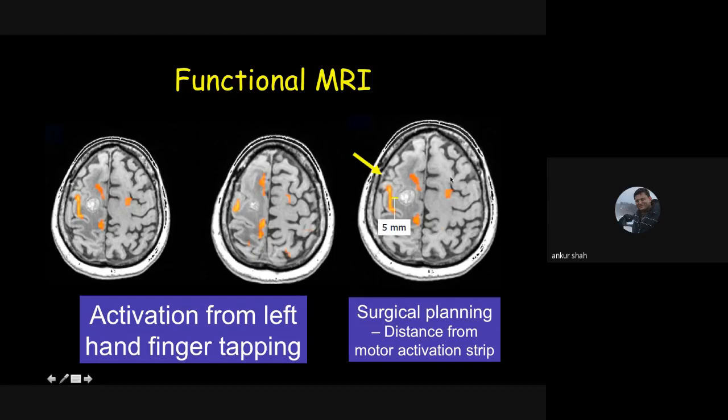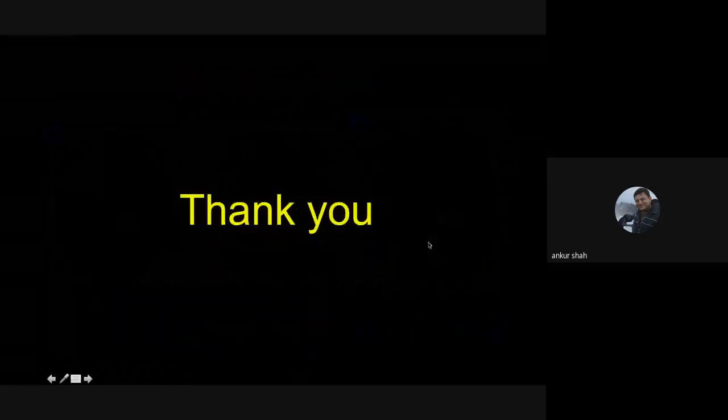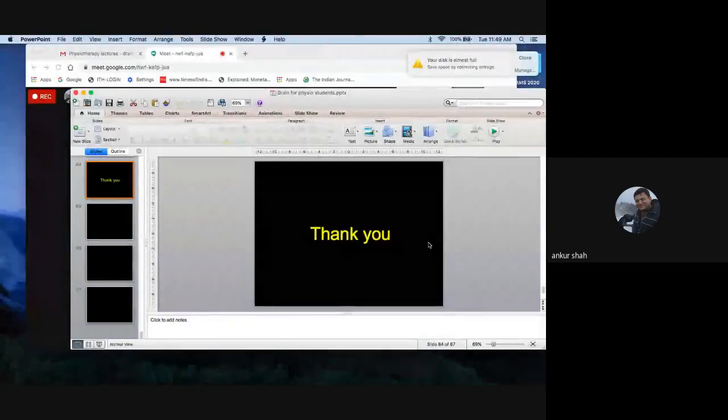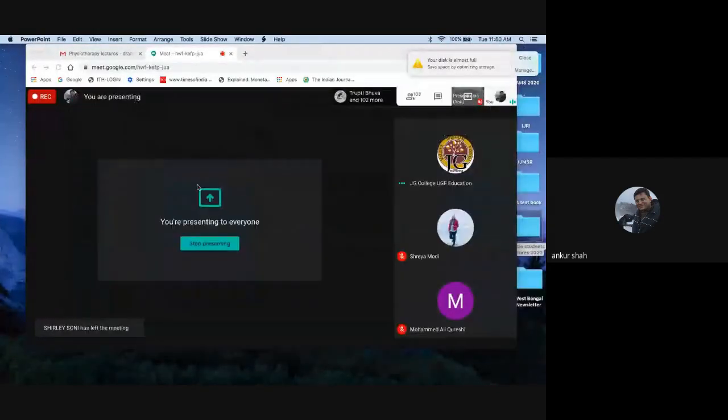Similarly, the function of vision, the function of speech, all these can be detected with very advanced MRI techniques. Thank you so much. So this is all about neuroimaging, which is useful for you. Are there any questions regarding this?